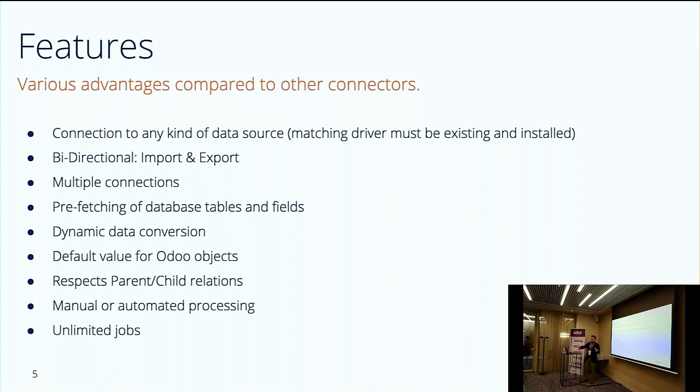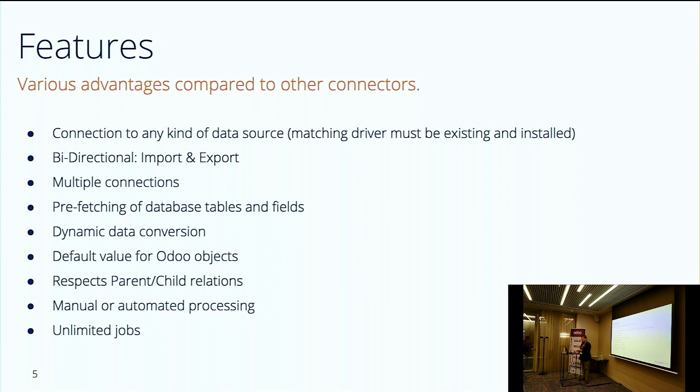The connector respects parent-child relations. So if in one table in the source database you have all the information, but in Odoo it's in different objects, you can achieve to import the data correctly and to fill the values in the correct objects in Odoo. You have to start at the bottom, at the model, at the object in Odoo, which has no dependencies, and then you build up.